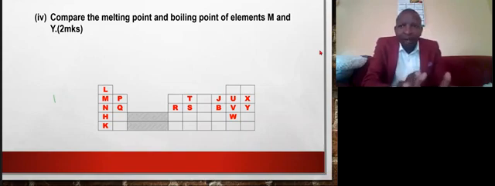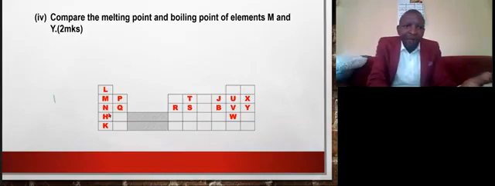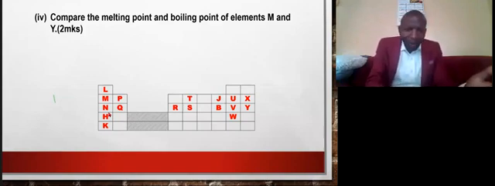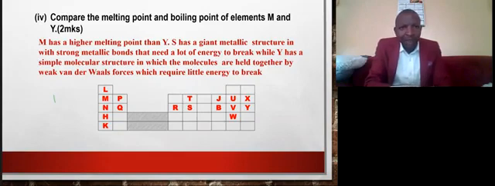Good. Tick. And I think that kind of analysis is very important. Good, Jesse. That's very good. So when you compare M, look at what kind of structure. This is giant metallic, Y is simple molecular. You start: M has a higher melting point than Y because M has a giant metallic structure with strong metallic bonds, while Y has a simple molecular structure with weak van der Waals forces.